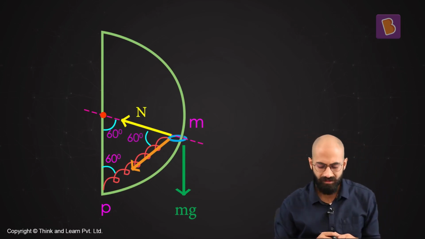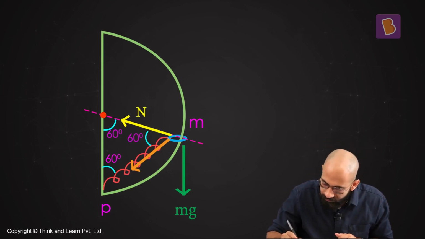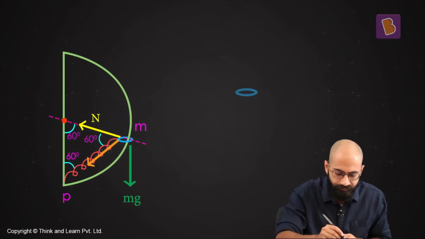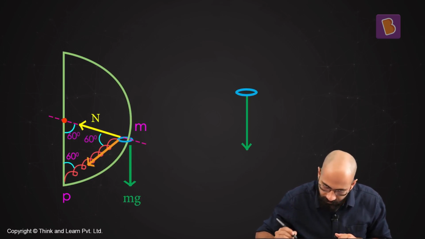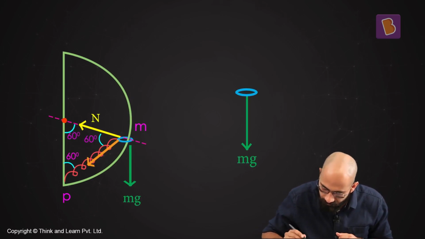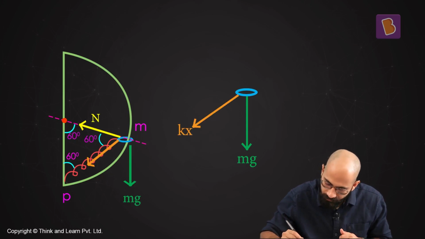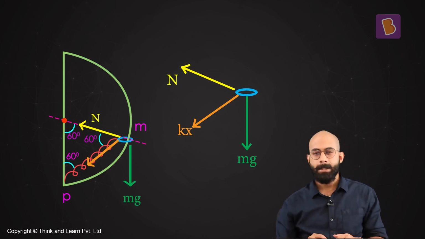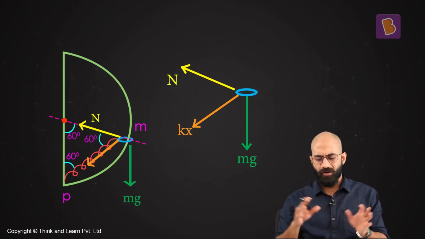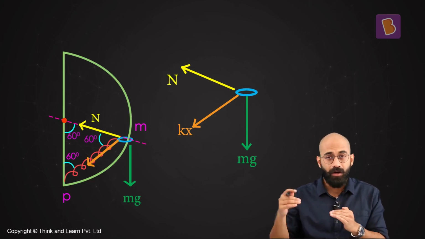Okay, and what are these angles? Let me draw this separately over here. If I draw, let's say this is the ring. There's mg in this direction. This direction, let's call it kx, which is the spring force, and there is a normal force in this direction. Now the question is, what are the angles? Right? We know these forces. These are all the forces. Is there any other force? No. As far as I know, no other forces. Now we need to figure out what the angles are.